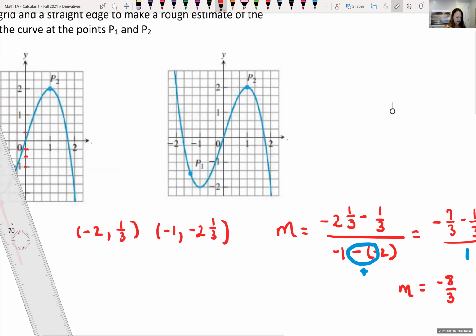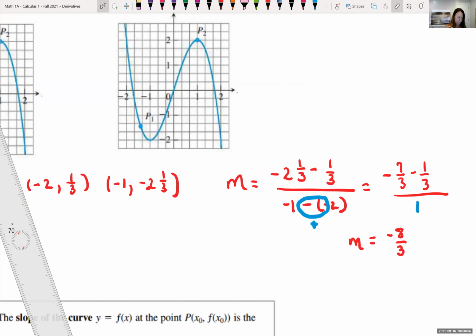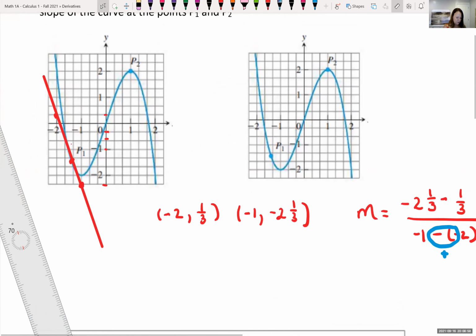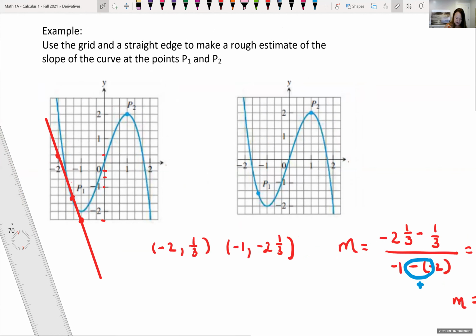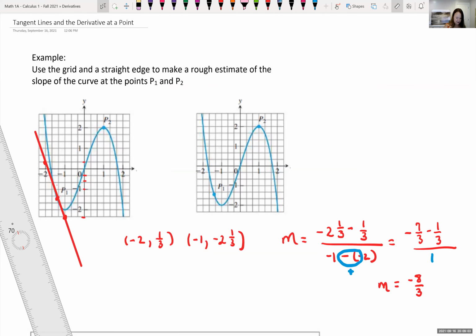So we can see that that slope in there is approximately -8/3 by taking a straight line. And that would be at the point P sub 1. Or another way to say that, the slope of the tangent line at that P sub 1 value.